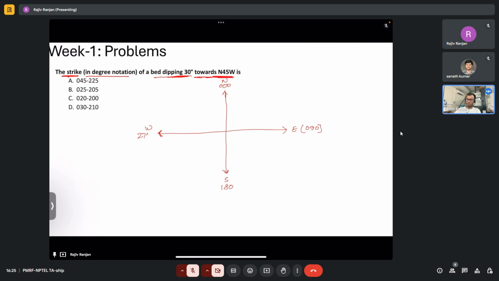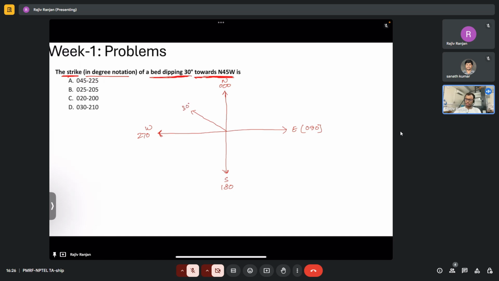You can see my screen, right? So tell me, the dip amount is 30 degree and the dip direction is north 45 degree west. You know how to plot attitudes, structural data, in a coordinate system, right? Yeah, good. So north 45 degree west, where will it come? This one? Yeah. So like this, I'm drawing it roughly.